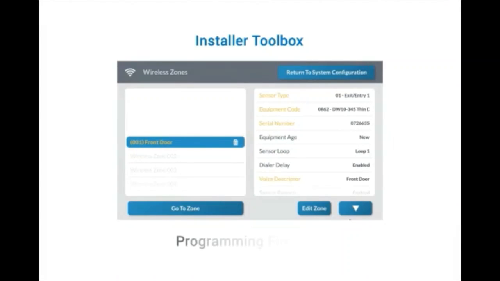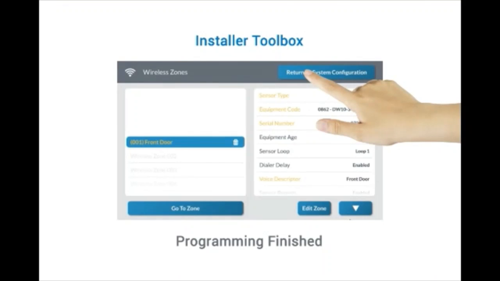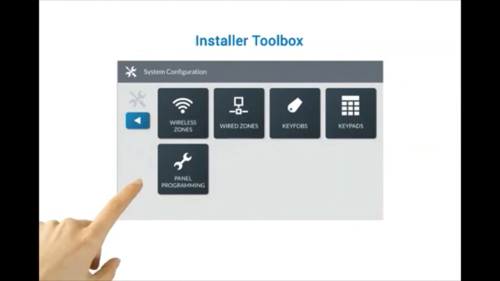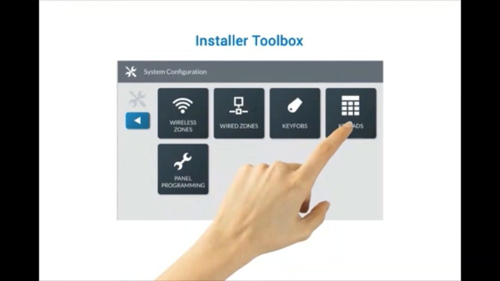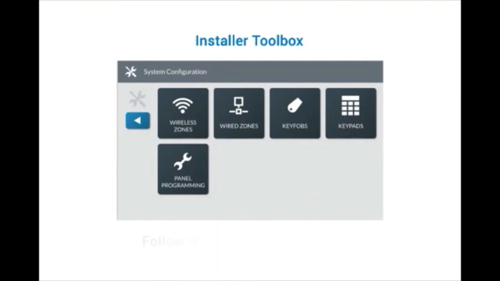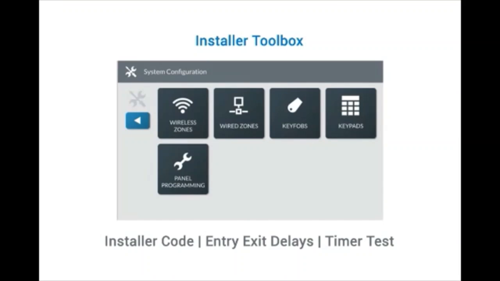Once the programming of wireless zones is finished, press Return to System Configuration. To program wired zones, key fobs, and keypads, press the appropriate option and follow the same procedure used for wireless zones. To configure the installer code, entry/exit delays, timer test, and more, press Panel Programming.